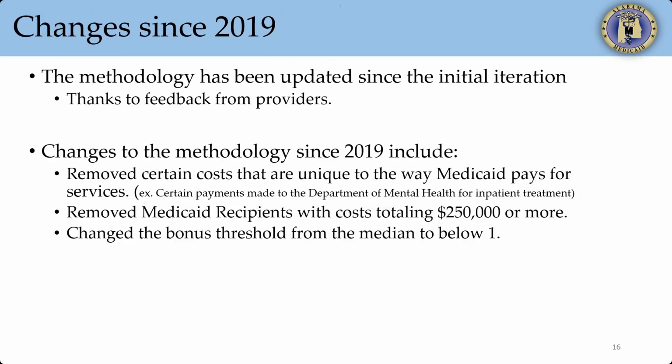I also want to take a moment, when we talk about these costs, to point out the changes that we have made along the way while we have been continually improving this process for this bonus. And I just want to acknowledge that this has been because of a collaborative effort between the agency and providers. So some of the changes in methodology have been that we've removed certain costs that are unique to a way that Medicaid pays for services. We have removed recipients that have costs totaling $250,000 or more. And then we also changed the bonus threshold from the median of all providers in the ACHN program to the cutoff just being 1.